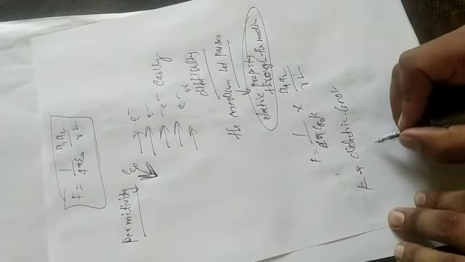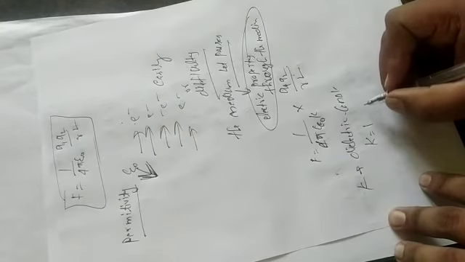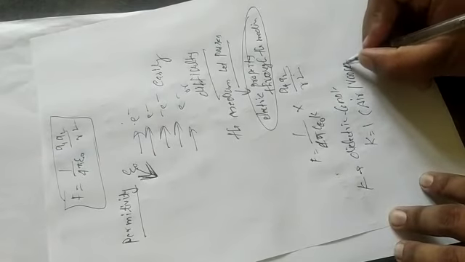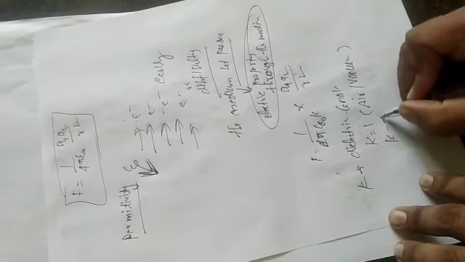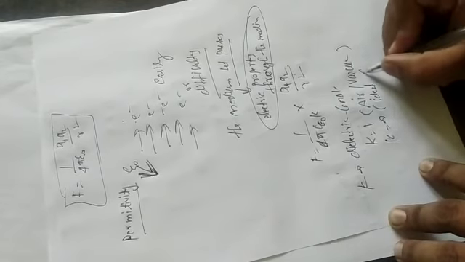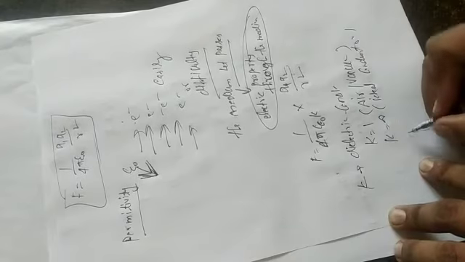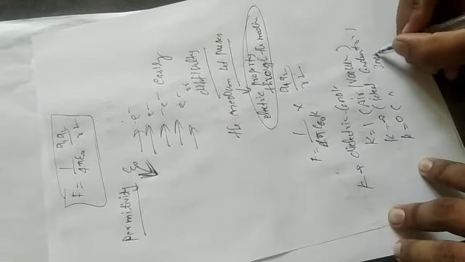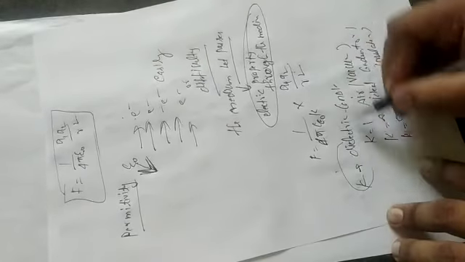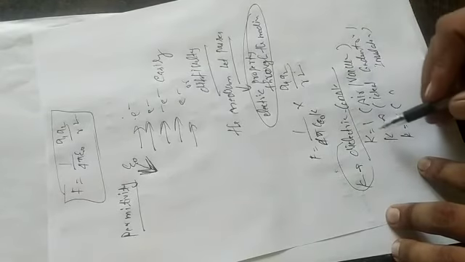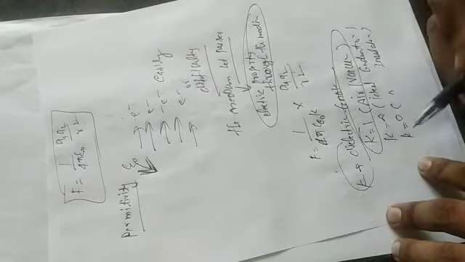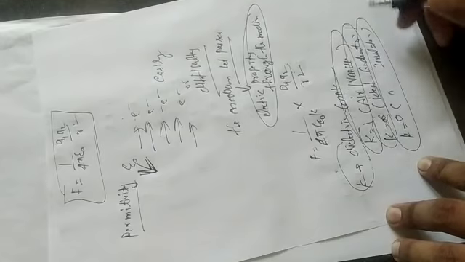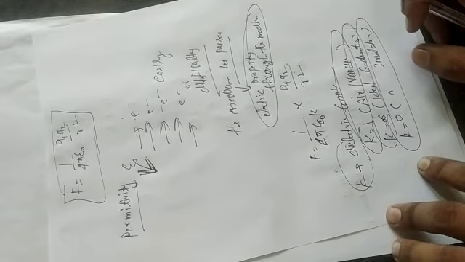It has specific conditions: k equal to 1 for air or vacuum, k equal to infinity for an ideal conductor, and k equal to 0 for an ideal insulator. You have to learn that k is called the dielectric constant and its values for these media.